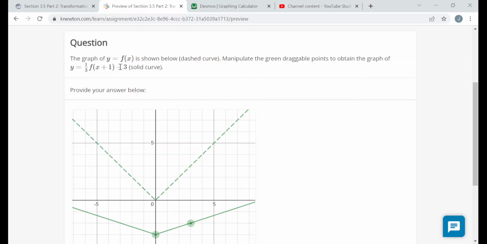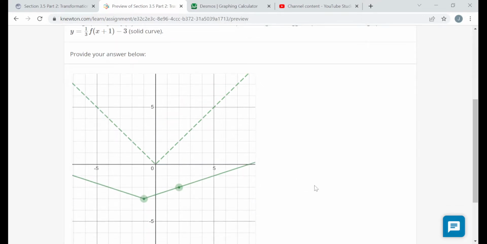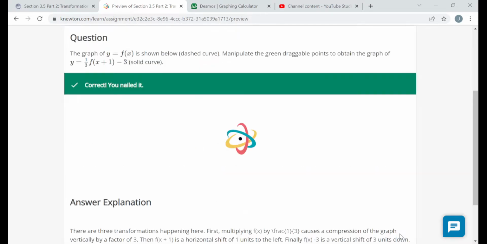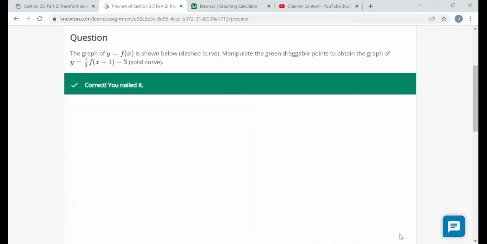And now go to the inside, x is replaced by x plus 1, or x minus -1, right? H is -1, meaning move my graph left 1 unit. And there you go. That's all the transformations performed, all the vertical, all the horizontal transformations. This solid graph here should be the dotted graph after all those transformations are complete. Wonderful.